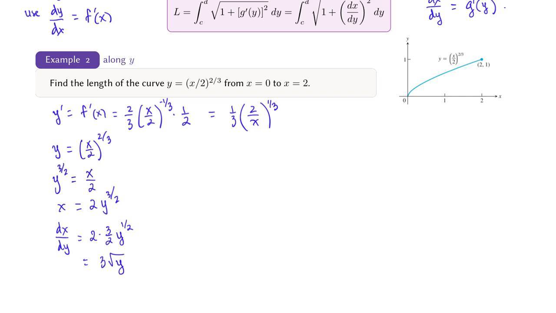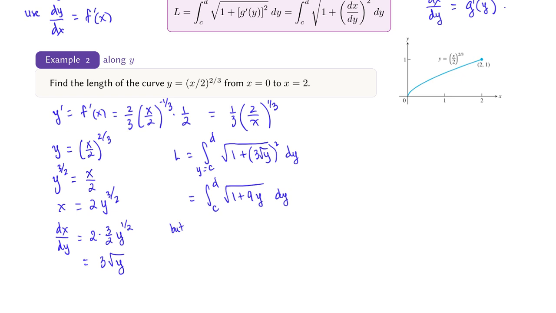Using the arc length formula in terms of y, the length L equals the integral from y equals c to y equals d of the square root of 1 plus (dx/dy) squared dy, but dx/dy is 3 square root of y. This simplifies the integrand. We have the integral from c to d of the square root of 1 plus 9y dy.